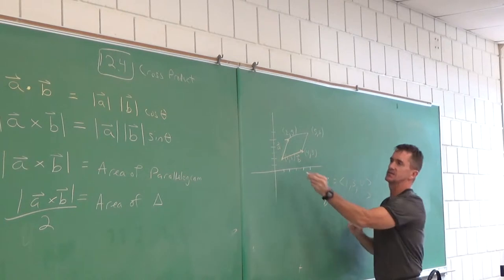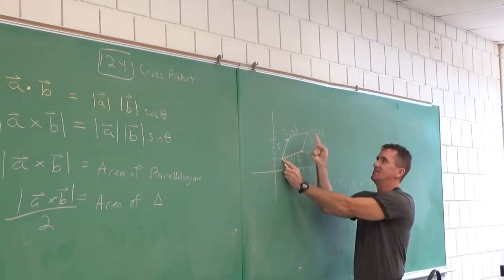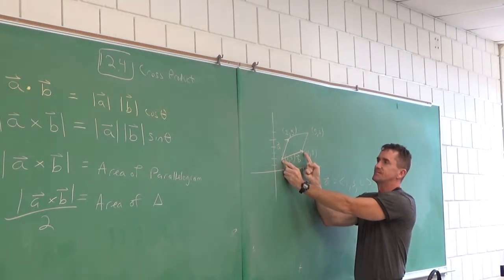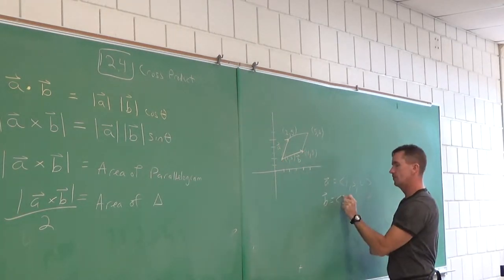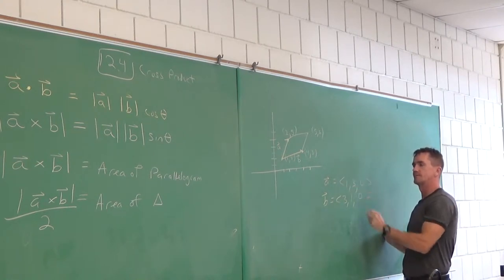Oh wait, so we have to get this point, right? 4 minus the 1. We're doing this one? Oh yeah, tip minus tail, not that vector. Very good. 4 minus 1 is 3. Cool. And 3 minus 2 is 1, and 0.